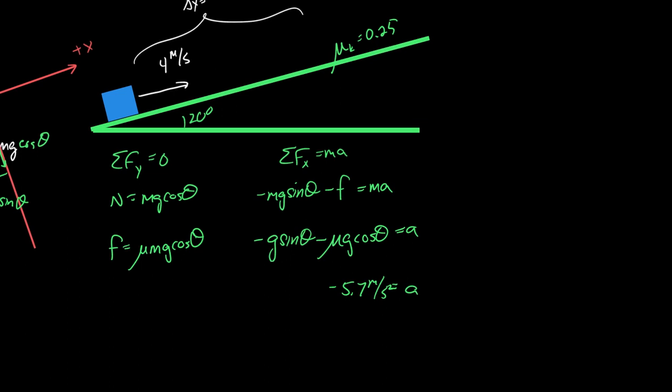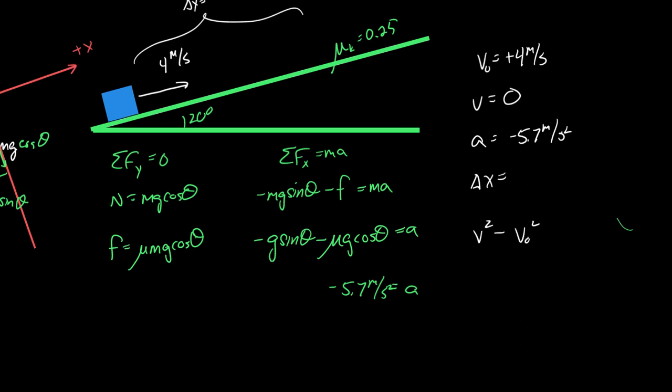So once I got here, the next thing is initial velocity is positive 4 meters per second. It's up the ramp. Final velocity is 0, acceleration negative 5.7 meters per second squared. You're looking for delta x. I assume v squared minus v naught squared equals 2a delta x. So you will get delta x equals 1.38 meters. There was a correct answer in the room. It just wasn't many of yours.